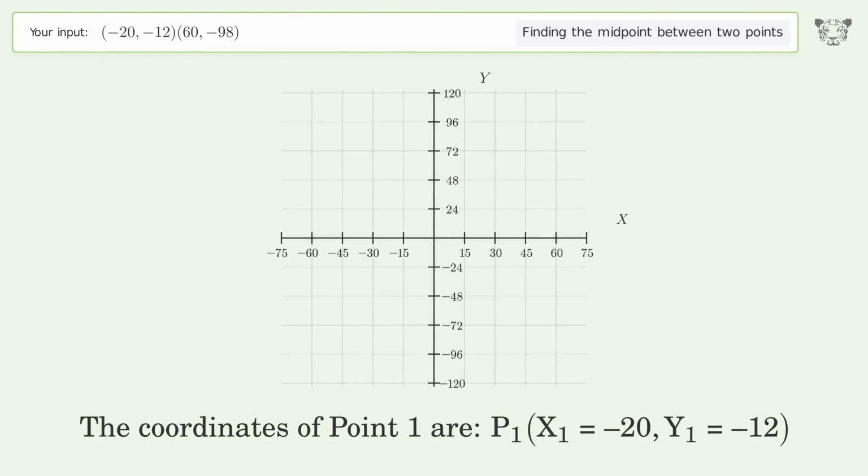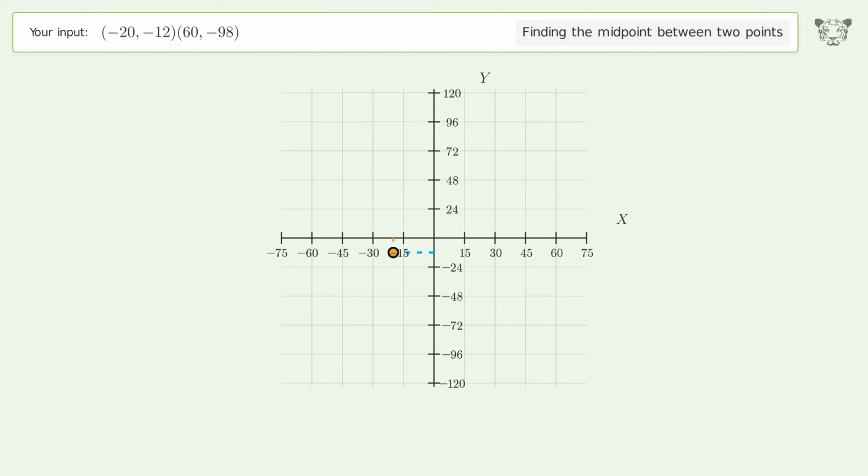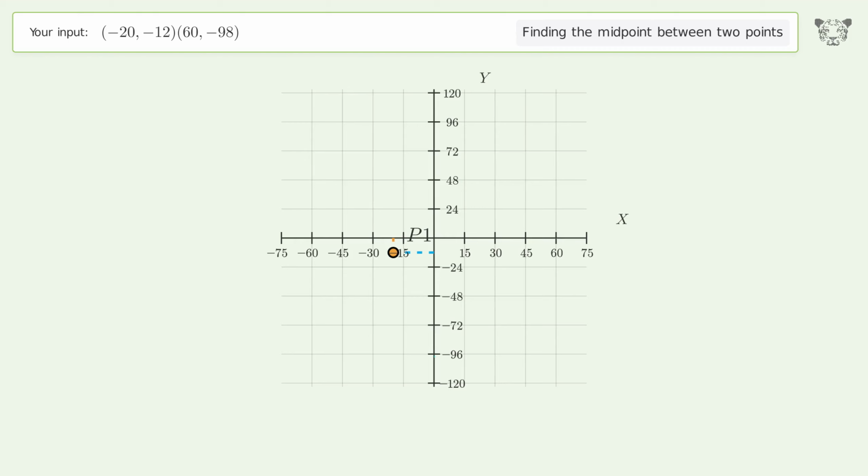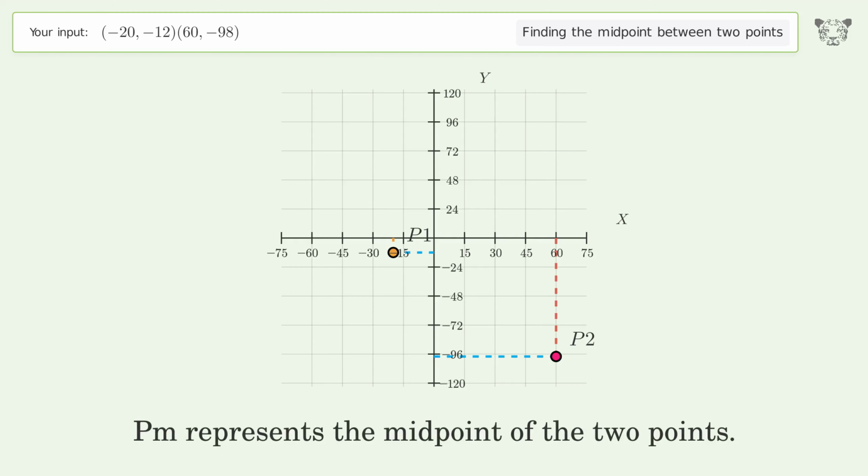The coordinates of point 1 are, x1 equals -20, y1 equals -12. The coordinates of point 2 are, x2 equals 60, y2 equals -98. PM represents the midpoint of the 2 points.